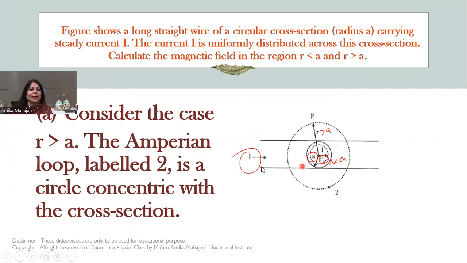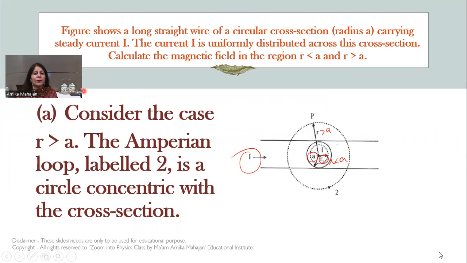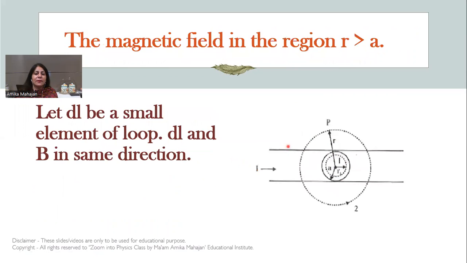So first of all, I will consider the case when the point is lying outside the wire. The point is P. So the distance of point P from the center is r, which is greater than the radius of the cross section of the wire. So I consider a closed loop passing through this point and divide the whole loop in infinitesimally small segments, each of length dl, and I consider one such segment AB.